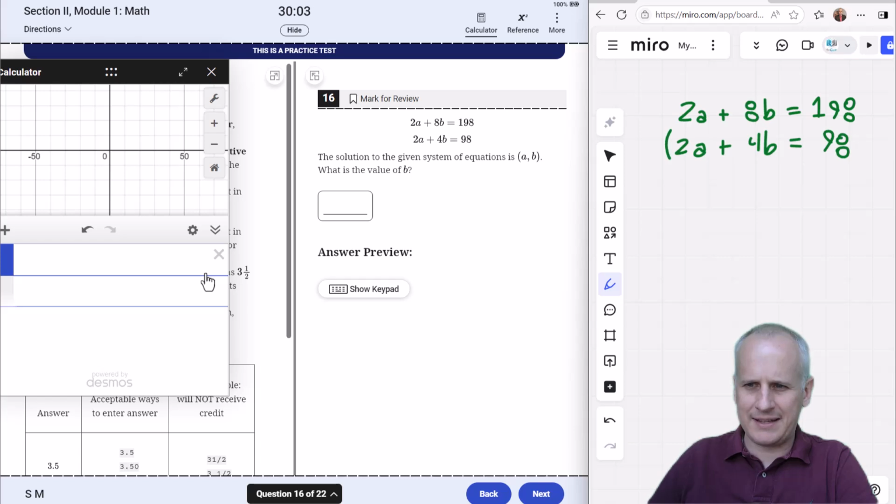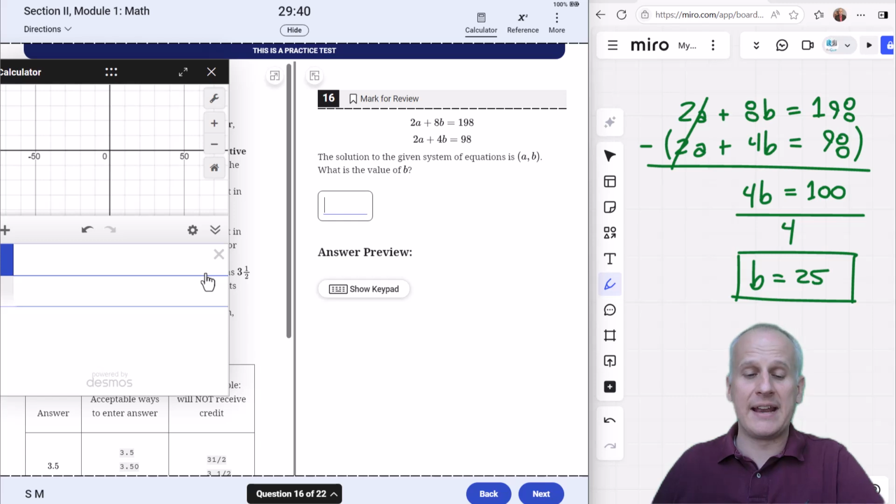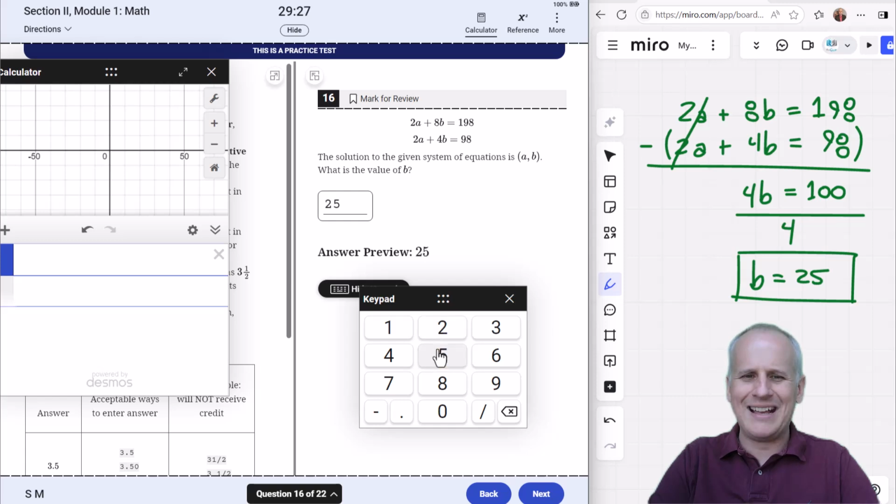I should recognize that if I were to just subtract these two equations from each other, the 2a's go away. Of course, if I've got 8 of whatever b is, subtracting 4 of whatever b is, we're going to have 4b left, and then 198 minus 98 is 100. We will then divide the whole equation by 4 and discover our answer of b is equal to 25. And it really does come down to this idea that if you are being asked to solve for one variable with an equal number of equations as variables, you can pretty much bet that a system of equations is going to be the best way to solve as opposed to substitution.